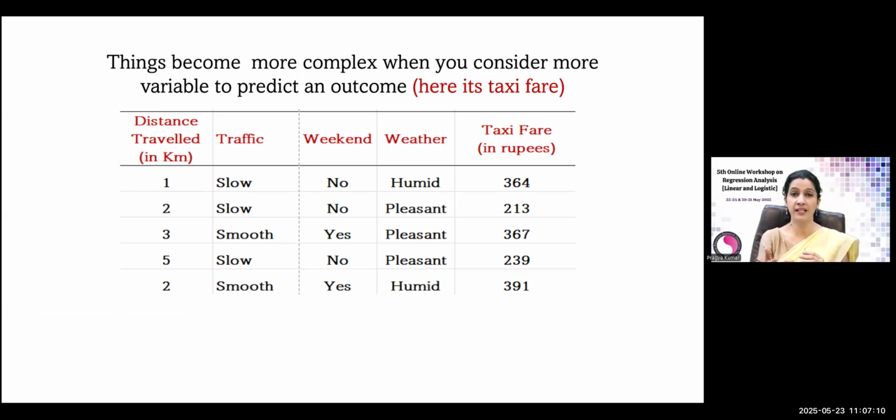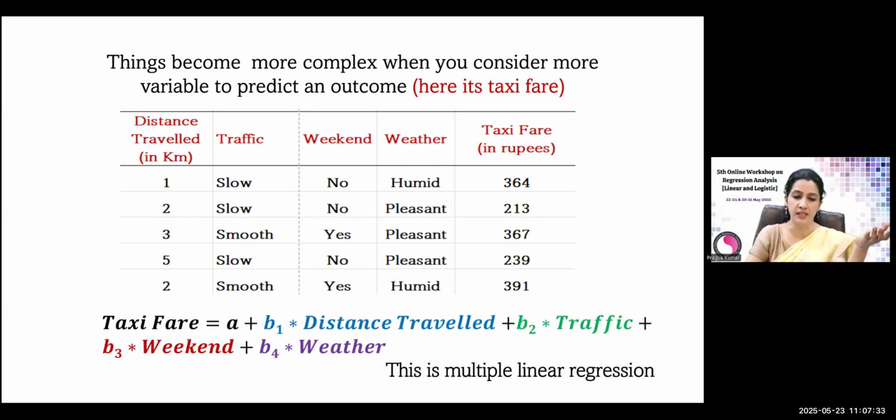traveling the same distance will cost you more. Or if it is the rainy season, or a festival time, then again, traveling the same distance will cost you more, because the other things are now into the interplay. There are more variables than only the distance. So that's how this equation becomes more complex when you consider more variables to predict an outcome, which is taxi fare in this case.